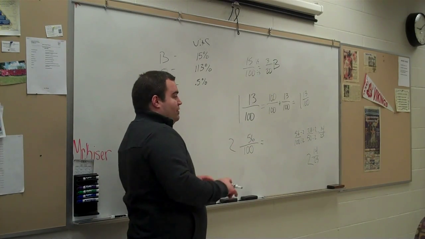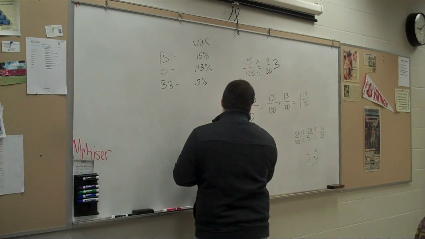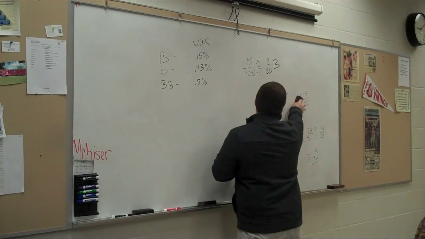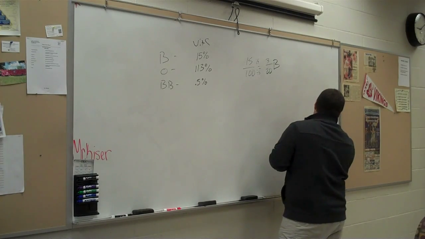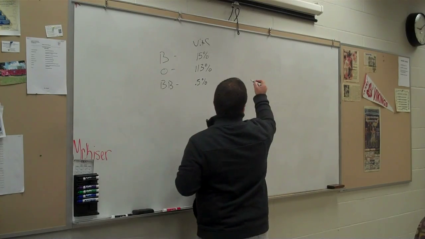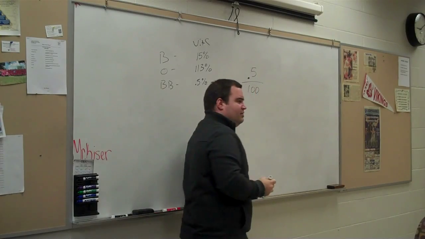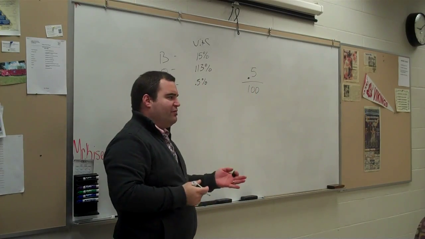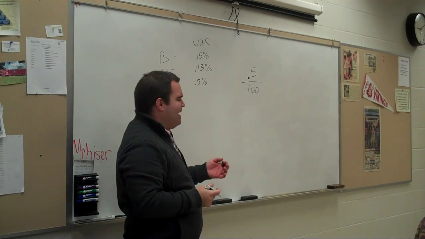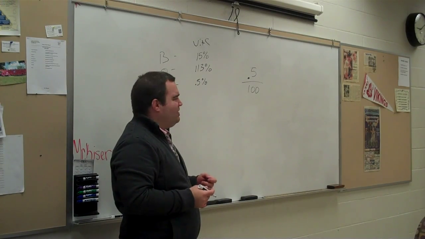Let's try one more tricky one. We kind of got tripped up yesterday on this half. Remember that? How do we shade in half a box? 0.5%. That's still 0.5 over 100, right? Because percent means for every 100. But I really can't have a decimal up there in my numerator. So how do I get rid of it?